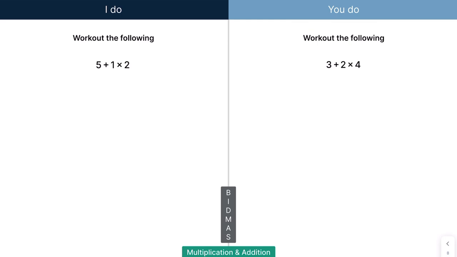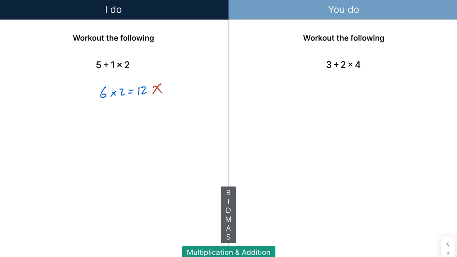So looking at this first question, 5 plus 1 times 2. Now you might be tempted to do 5 plus 1 first and then times 2, and that would be incorrect. So the wrong answer here would be 6 times 2, okay, 12. That is incorrect. And if you type that into your calculator, you will see that the answer is 7.